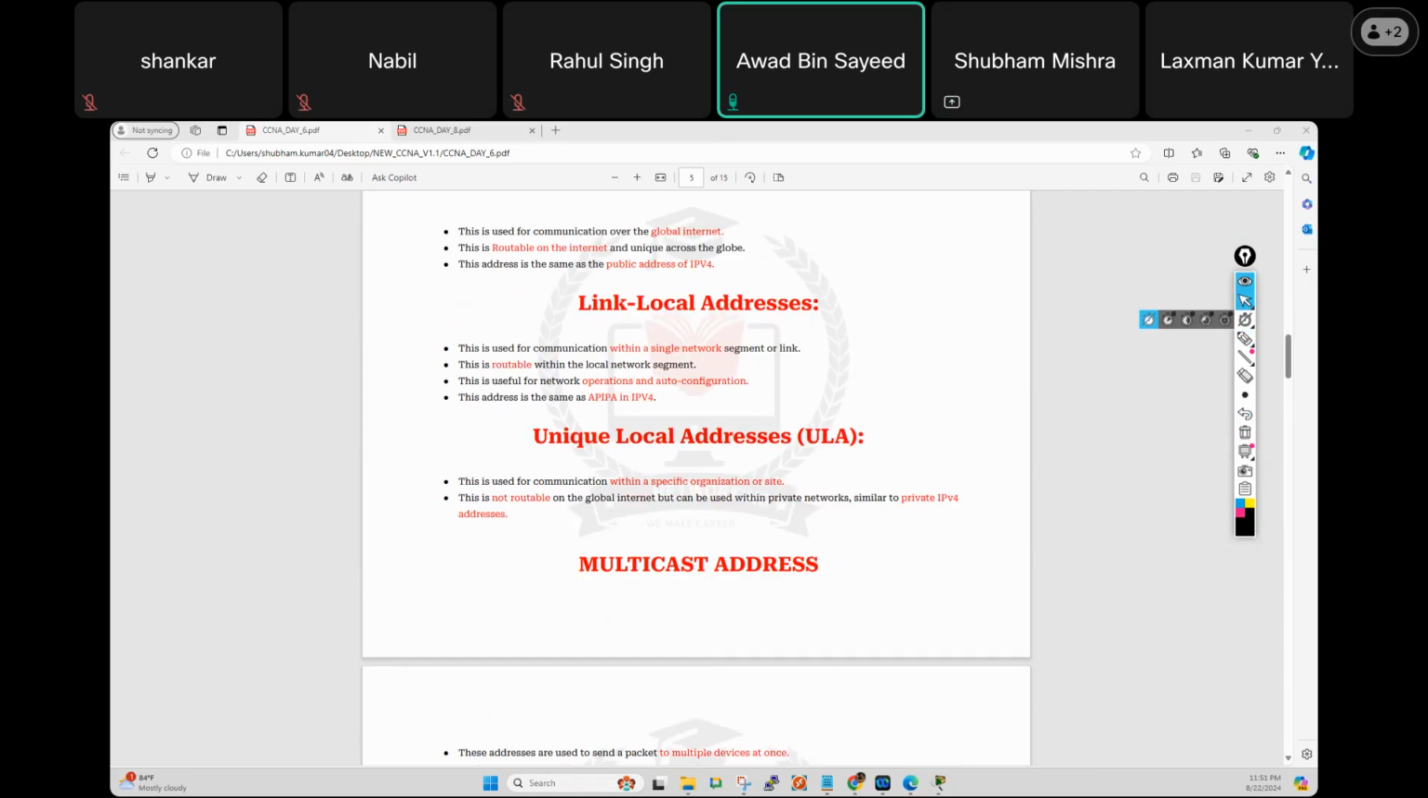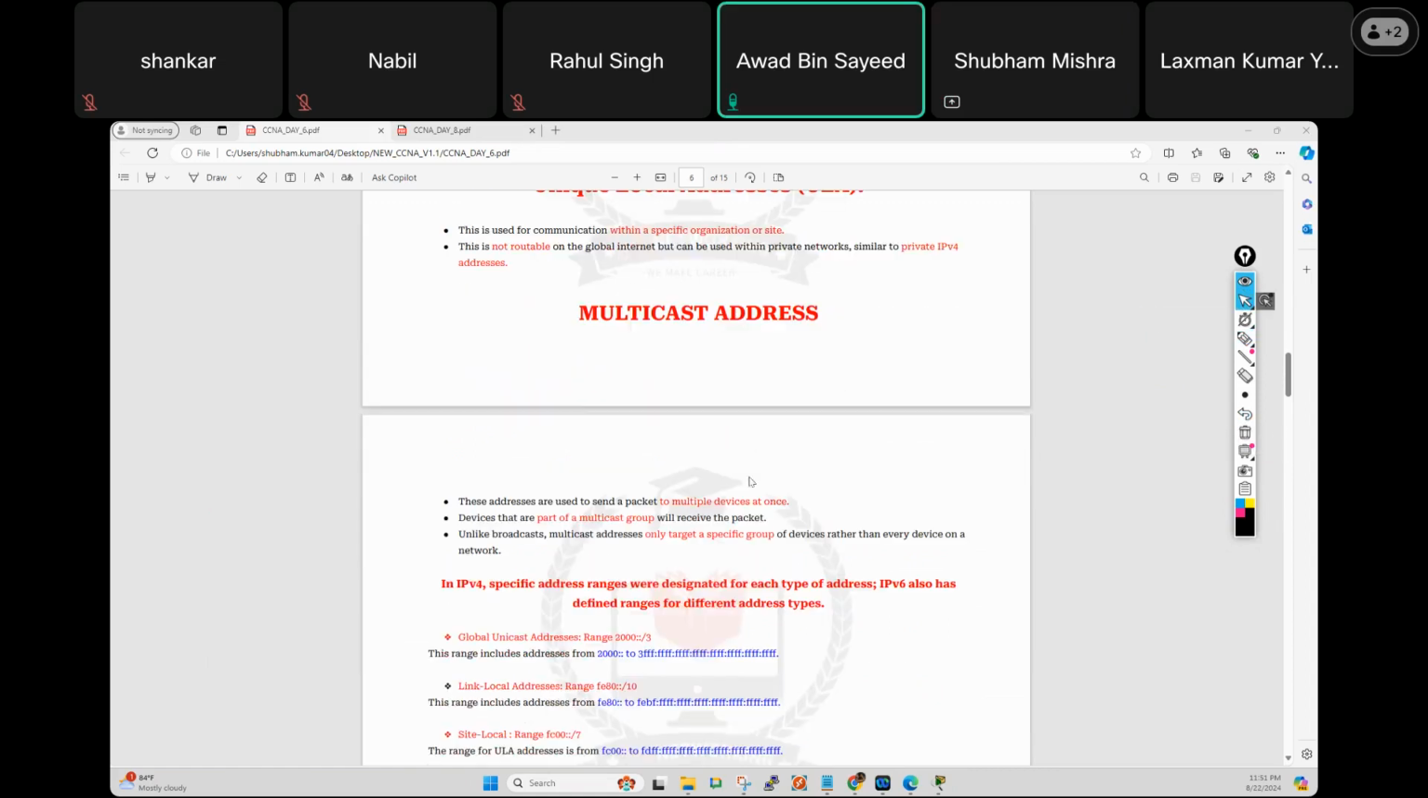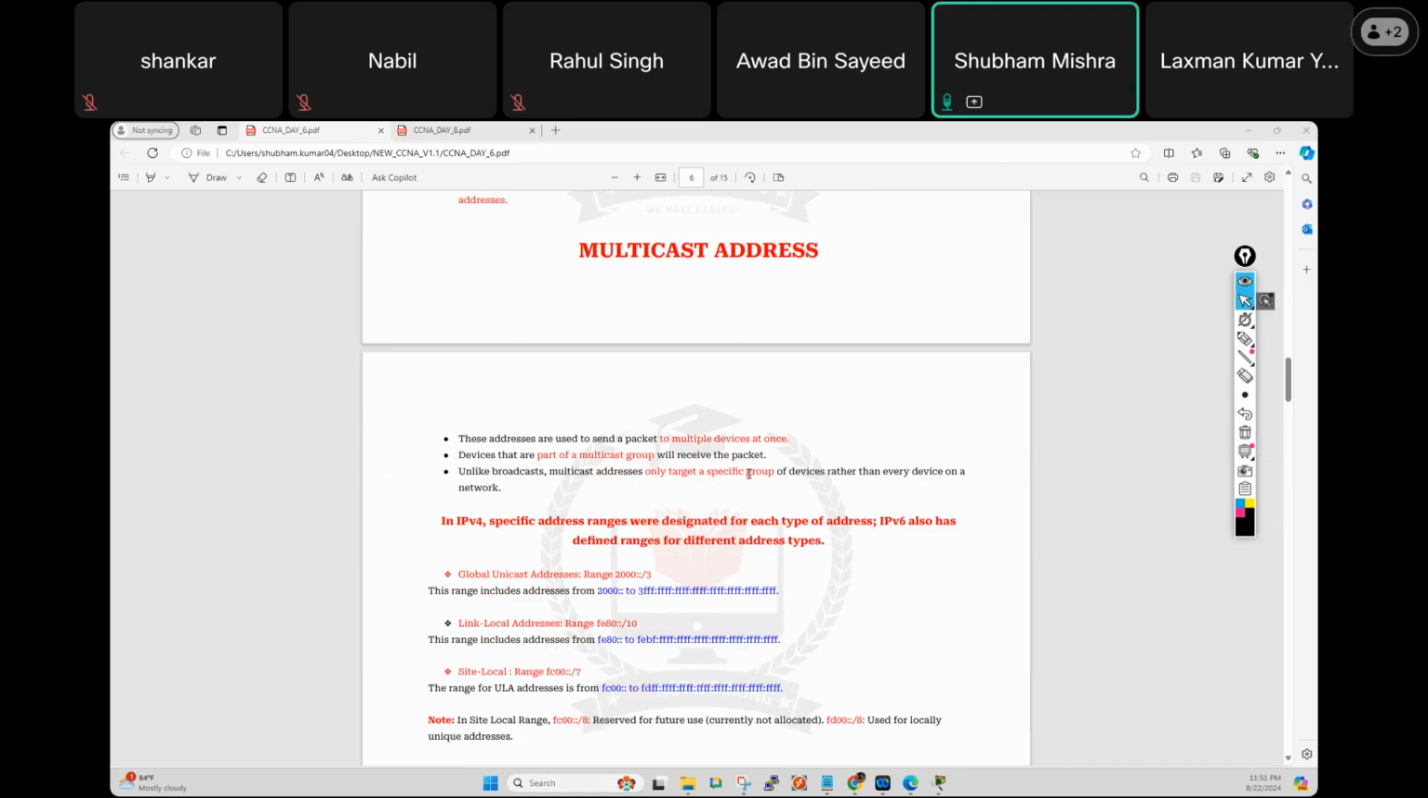And the last one is unique local address, ULA. You can understand ULA like a private IP address, and this is routable only inside the LAN network. Clear, everyone? Understand? Next one is, guys, the multicast address.